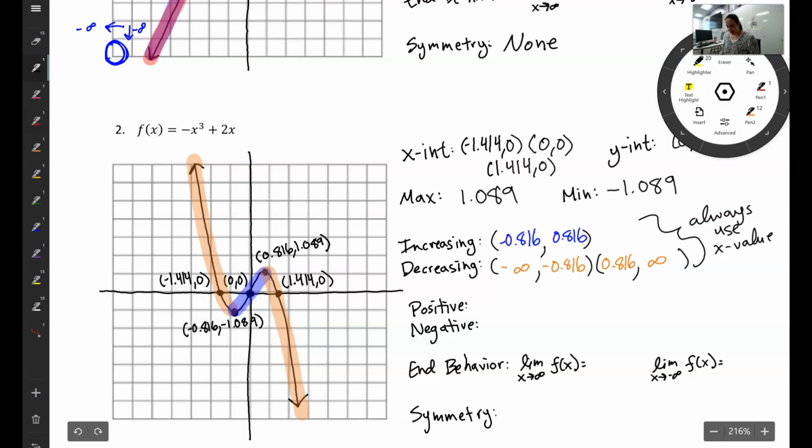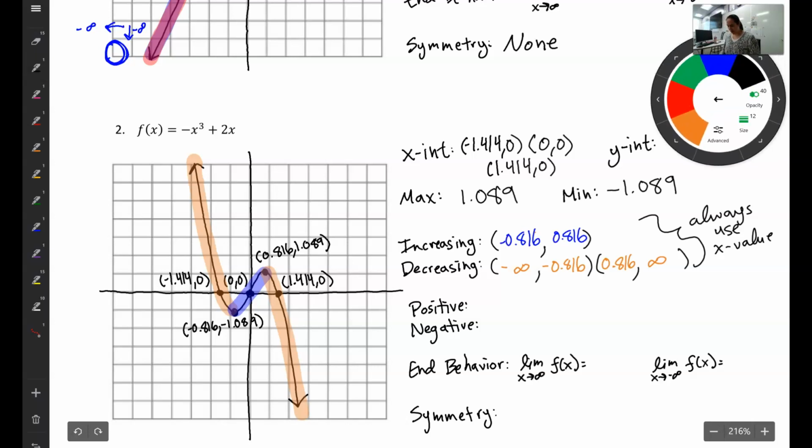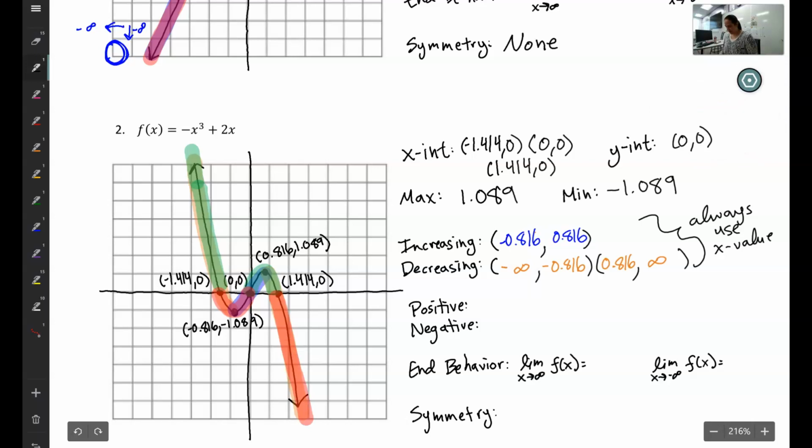Same with positive and negative. So now let's color code this. Positive is when I'm above the x-axis, so those 2 spots. Negative is when I'm below the x-axis. That one went funky. Let's try that again. There and there. So it looks like I got 2 positives and 2 negatives. Once again, always think of these in terms of the x coordinate.